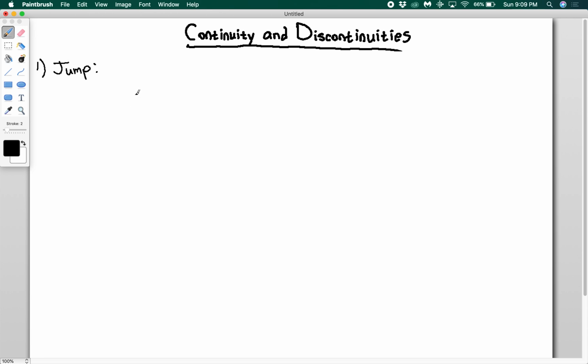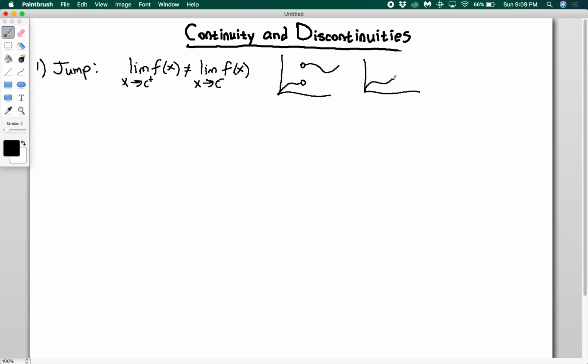You have a jump discontinuity when the limit as x goes to some point c from the right of f of x does not equal the limit as x goes to c from the left of f of x. So if you have something like this, where you're going along, then you have a hole, and then you have this. Now one of these could be filled in, it doesn't even matter. Here, the limit from the right does not match the limit from the left, so therefore we have a jump discontinuity, because you're just jumping right up.